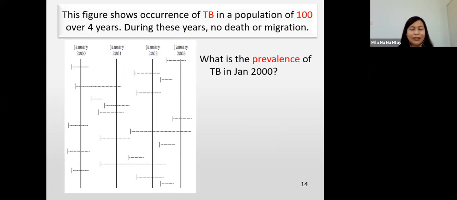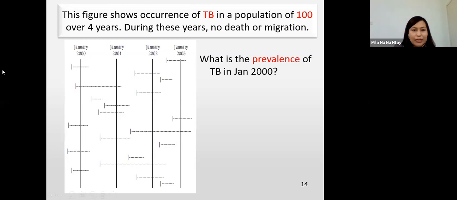Okay, so I've given you the diagram here, this figure. In this figure, you may see 4 vertical lines. Each line represents the data collection at one time point. So the first time was in January 2000. The second time was in January 2001. So annual data collection. The third time was in January 2002. And the last time, the fourth time, was in January 2003. So we have got 4 cross-sectional study data collections.